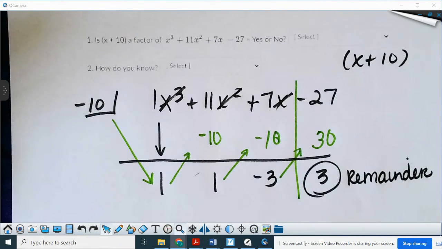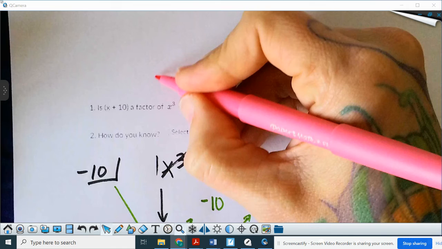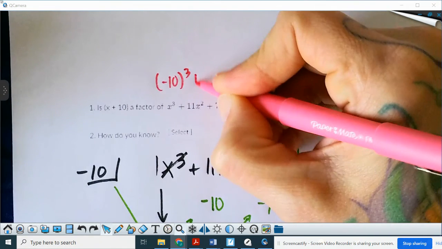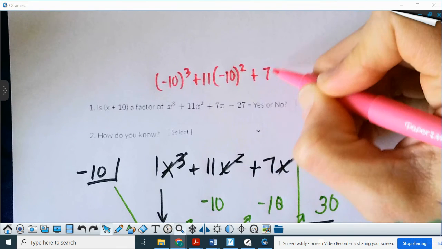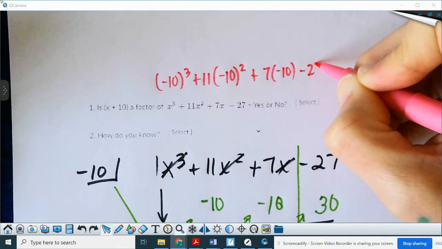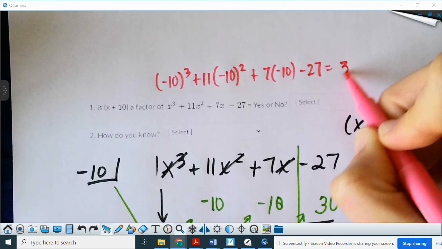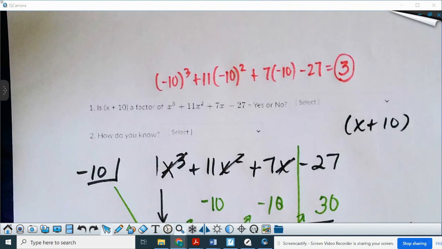So as we just spoke in the question before, if there is a remainder, then it is not a factor. So our answer would be no, it is not a factor. The second question is, how do you know? And it's because there is a remainder of 3 when you divide all the way through. The other way you could do it quite simply is plug in that negative 10. So negative 10 cubed plus 11 times a negative 10 squared plus 7 times a negative 10 minus 27. And when you plug that in your calculator, you should get 3 as well.